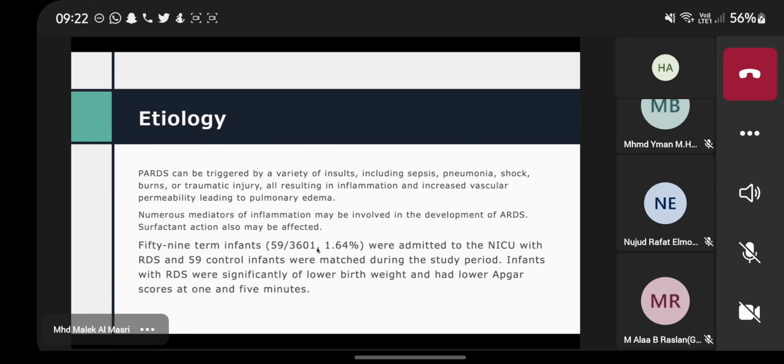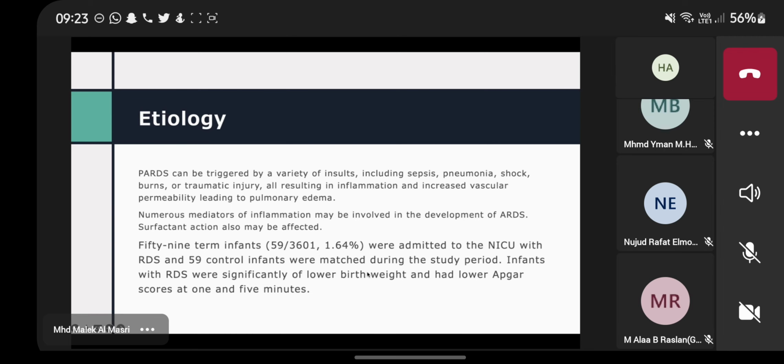Now, as for etiology, PARDS can be triggered by many insults, including sepsis, pneumonia, shock, burns, or traumatic injury, which all result in inflammation and increased vascular permeability, leading to pulmonary edema. Now, there are many mediators of inflammation that are involved, and one of the things that can also be involved in PARDS would be surfactant.